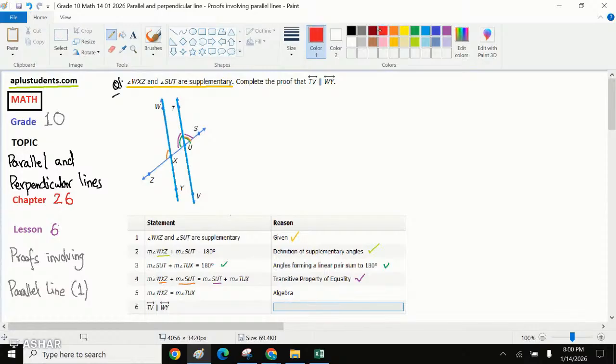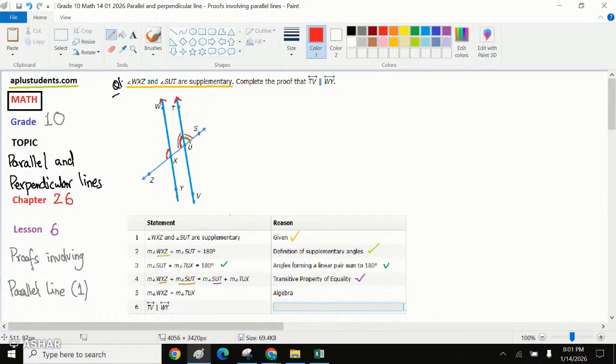Then the next one is WXZ. Is it readable? If it's not readable, please let me know. The next one is WXZ should be equal to TUX, should be equal to this angle. Yes, it is true. Why? Because these 2 lines are parallel, if only they are parallel.